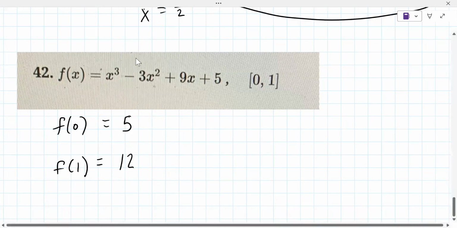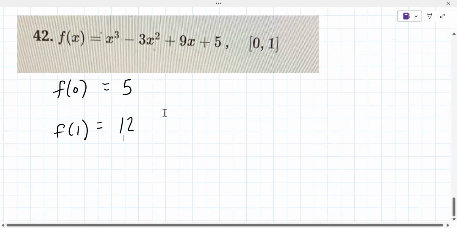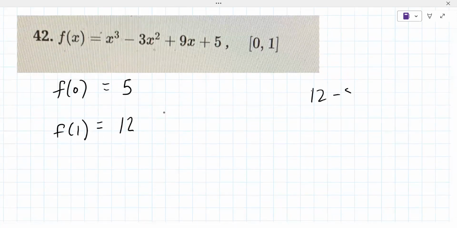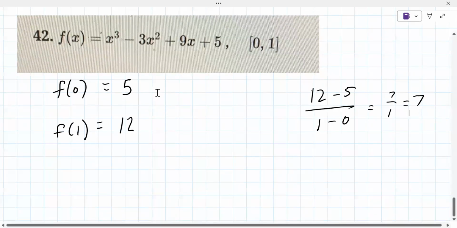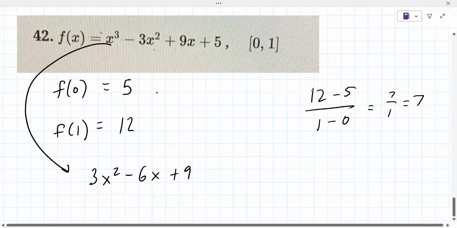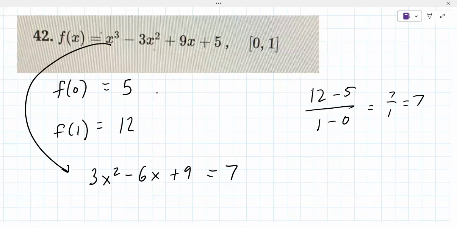All right, so let's see here. So again, you have to do f of b minus f of a: 12 minus 5 over 1 minus 0, 7 over 1 equals 7. So that's what you're going to set the derivative equal to. So now you take the derivative, 3x squared minus 6x plus 9, and you're setting it equal to 7, not 0.